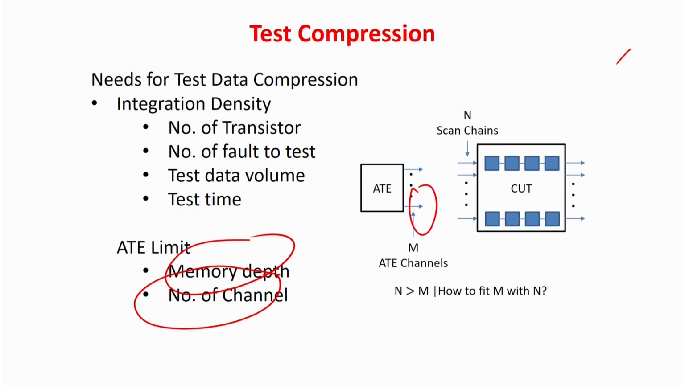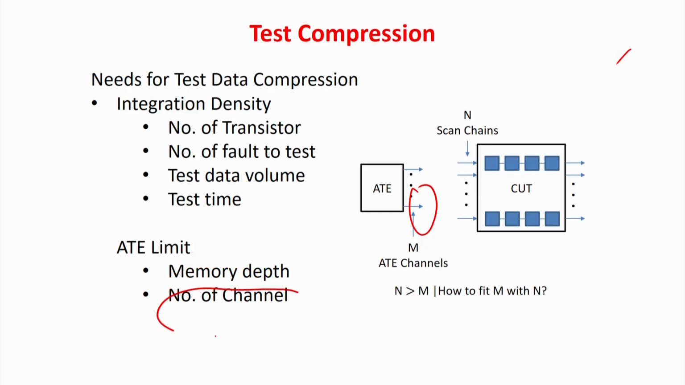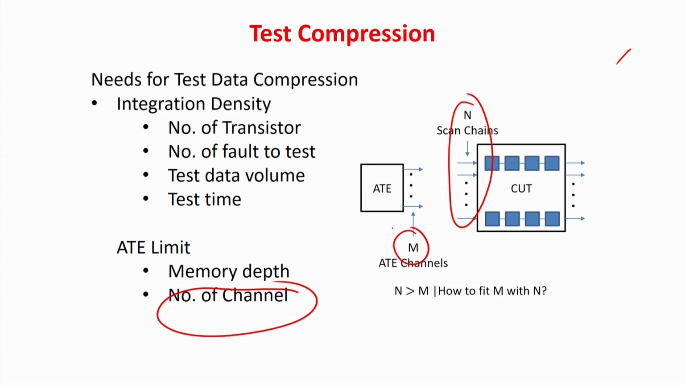So if you are using 10, the other 10 can be used by another vendor, the other 20 can be used by some other company, so you have to pay less. So memory is a constraint, but we are more interested in reducing the number of channels. Basically, even if n is there, we will try to limit n as much as possible, but still we want to apply all the test patterns.